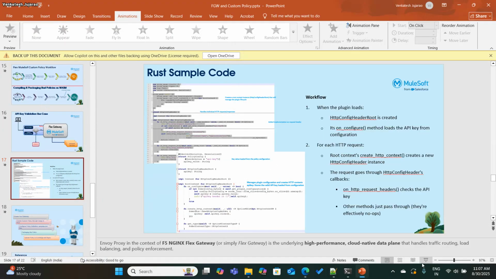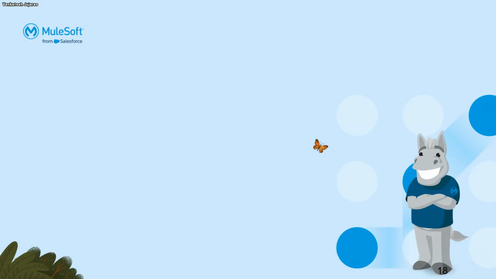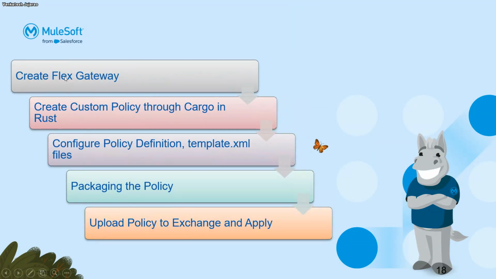Now, onto the demo part, we'll see how we create a Flex Gateway in connected mode. Then I'll show you how we can create a hello world program using Cargo, a Rust program using Cargo. And we'll go through the policy definition file, template.xml, and the other YAML file. We'll do the packaging and we'll upload that to Exchange and then apply the policy.